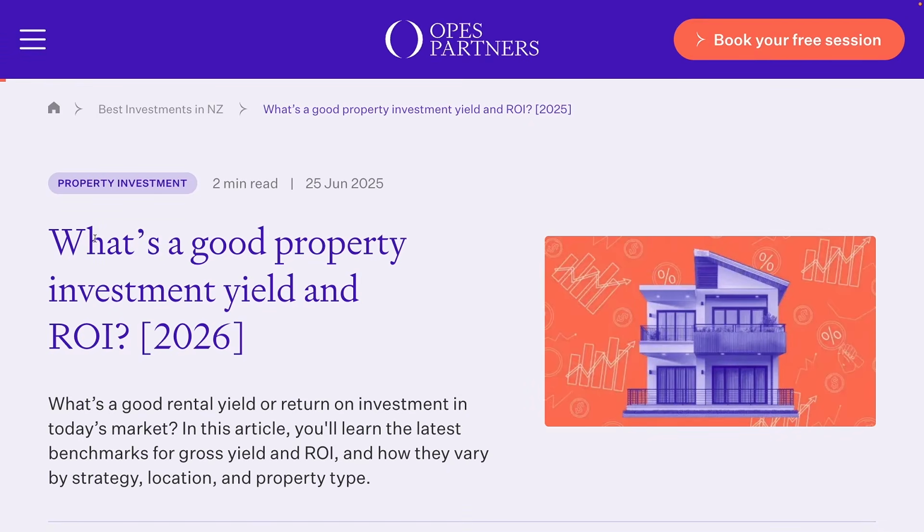Now, once you get that return on investment number, you'll probably think, well, what's a good number to aim for? This does change a bit depending on the market and how you set up the property, which is why I've written a detailed article that I keep up to date about what sort of return on investment to aim for in today's market whenever you are watching this video. And I'll drop the link for that down in the description.